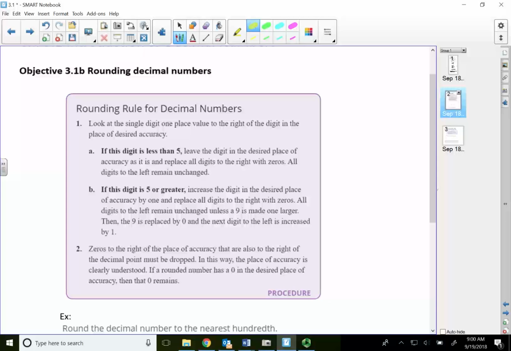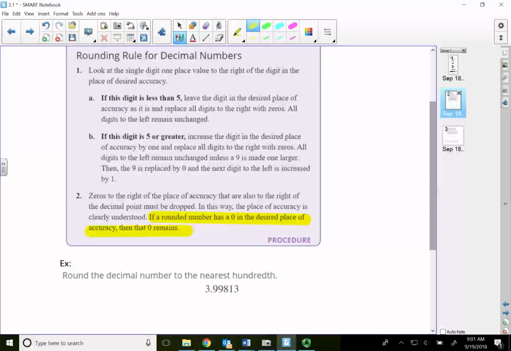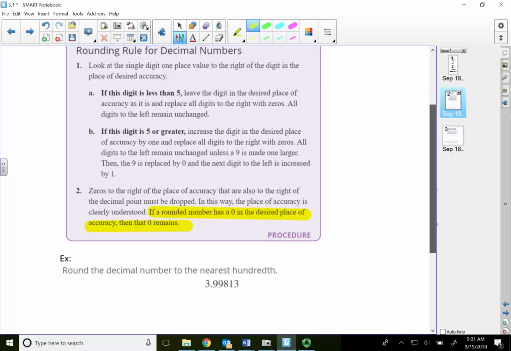Okay? So basically, you've got to tell the reader. If you say round to the nearest thousandth place, and the thousandth place is a zero, you still have to write the zero down, because if you don't, then it would look like you only rounded to the nearest hundredth. So whatever place we need to round to, you've got to have a digit in that place value.